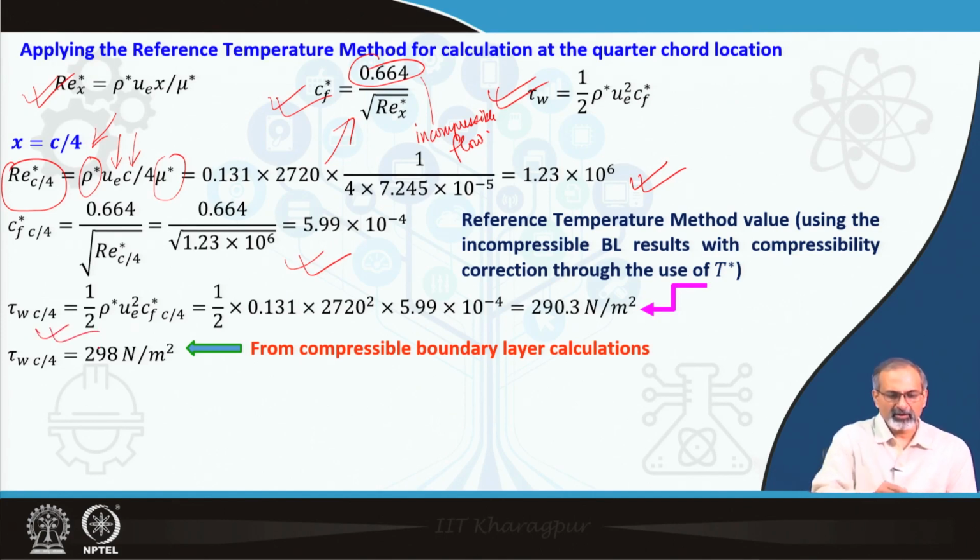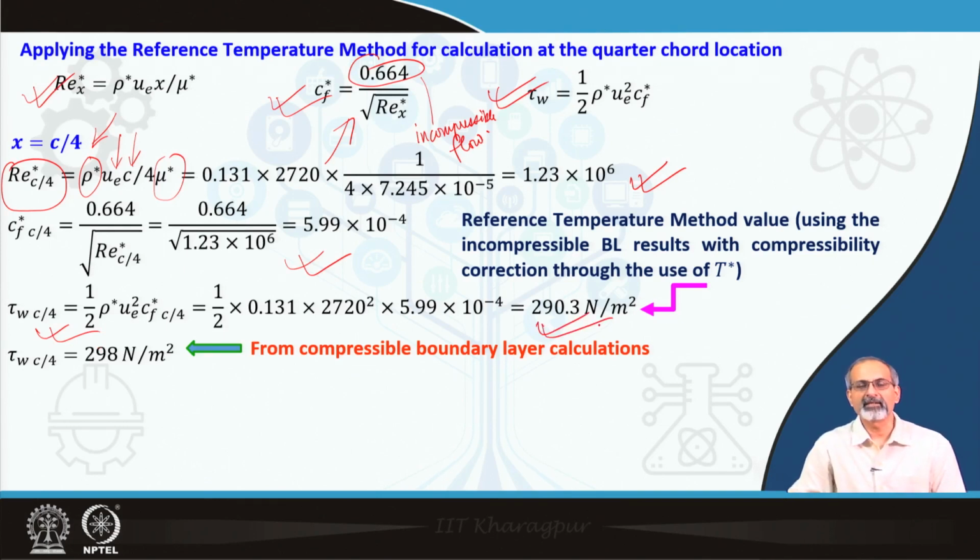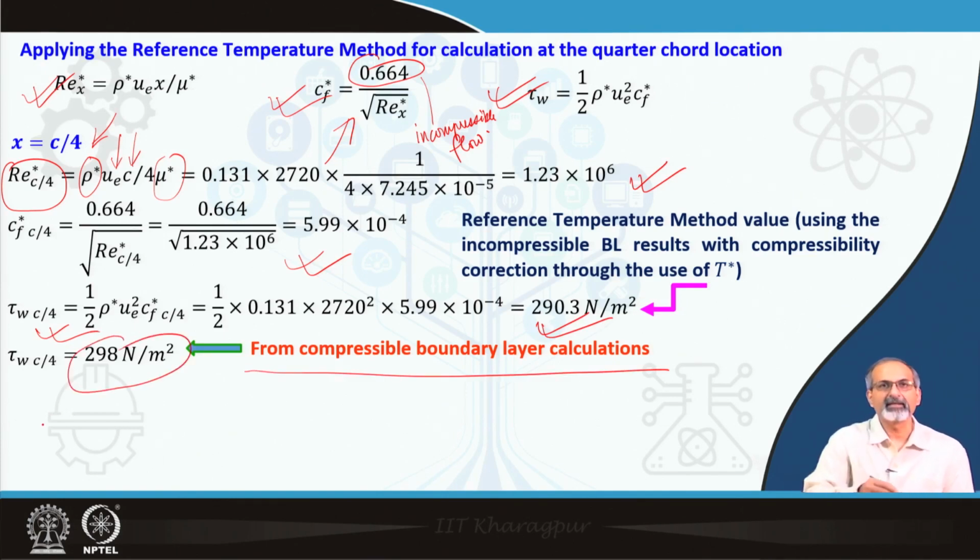and then comes the tau w at quarter chord based on the Cf star and the rho star that you have estimated, and you get a value of 290.3 Newton per meter square, while from the compressible boundary layer calculations we have shown earlier, it was coming out to be 298 Newton per meter square. So, as an engineering tool, this is a fairly good prediction which we notice, and remember that there is a slight under prediction which we saw earlier even in the graph, where we had used a dashed red colored line to show that the reference temperature method slightly under predicts.